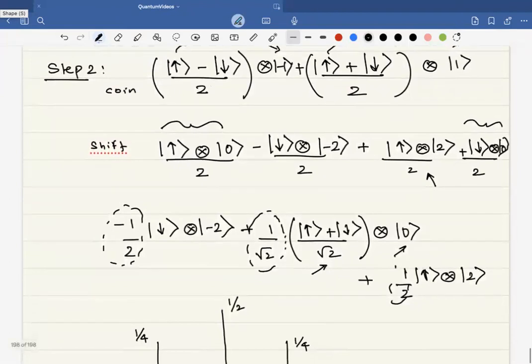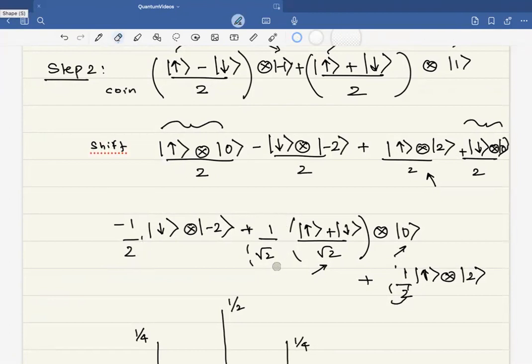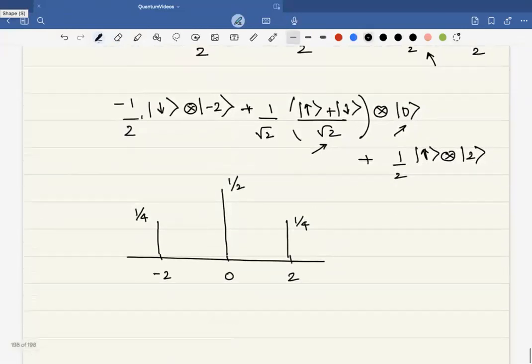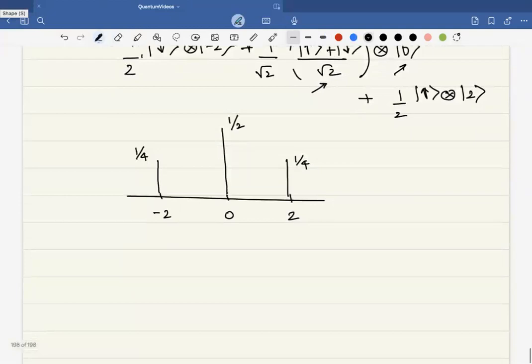Let's do one more. So I'm just going to remove this so that it gets seen a little better. Okay, I'm going to do step number 3, by taking this final state of step 2 as the input state of step 3.